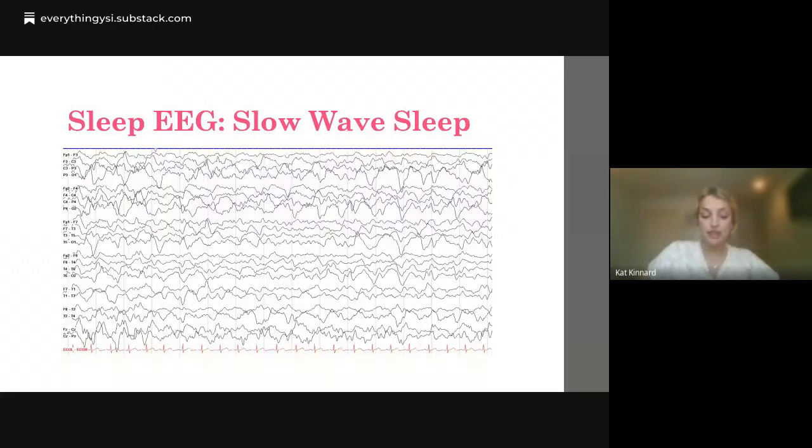This stage is dominated by these large and slow delta waves. They have some overriding higher frequencies. This is considered to be the most restorative cycle of sleep, and growth hormone is released during this stage of sleep. Tissues are repaired and the body undergoes its restoration processes. Because the brain is generating these large synchronized delta waves, this stage has a very distinctive EEG appearance, and we know the patient is in deep sleep.